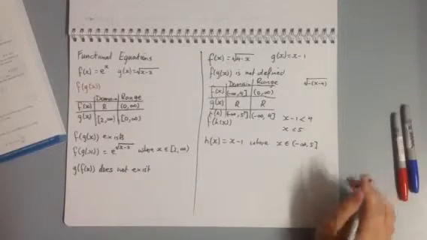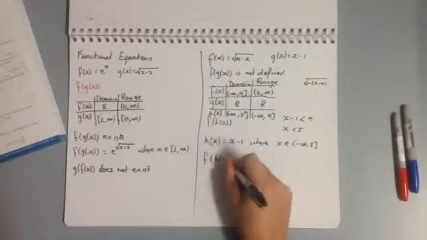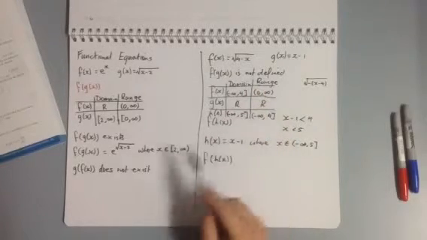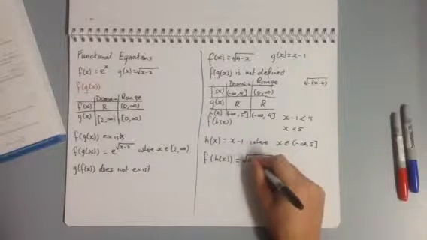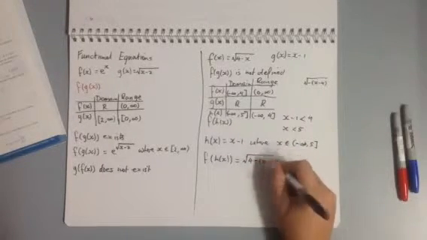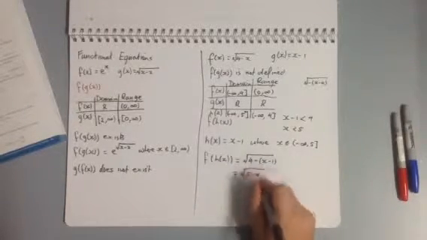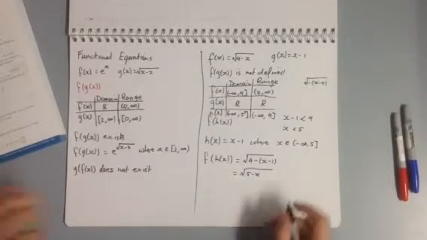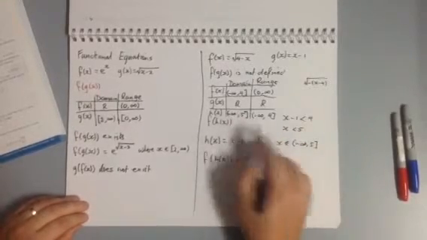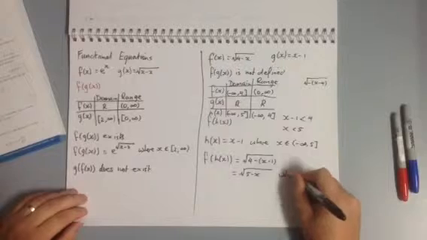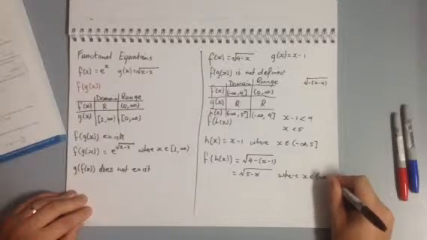And that's it. I'm sorry, not quite. We actually need to find f of h of x. Wherever we've got x in f of x, we're going to put our h of x. So that means we're going to get the square root of 4 minus x take 1, which means we're going to end up with 5 minus x. And remember that our domain of this is going to be the domain of h of x, so where x is an element of negative infinity to 5.